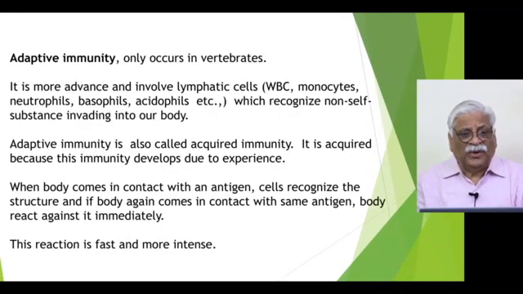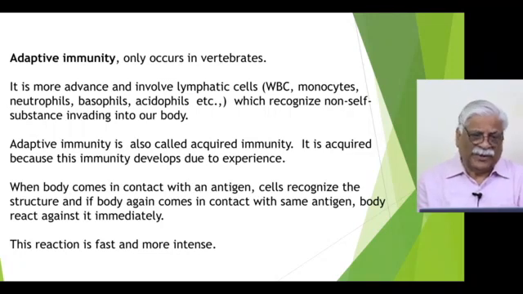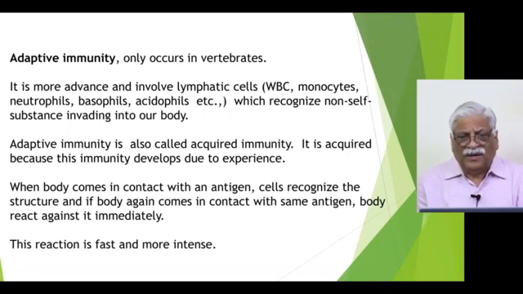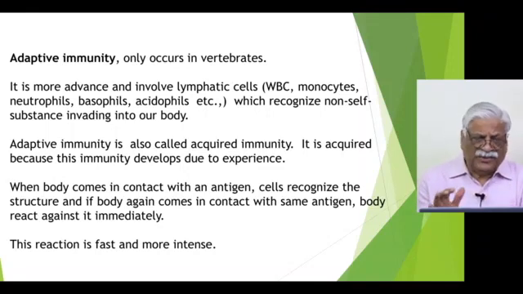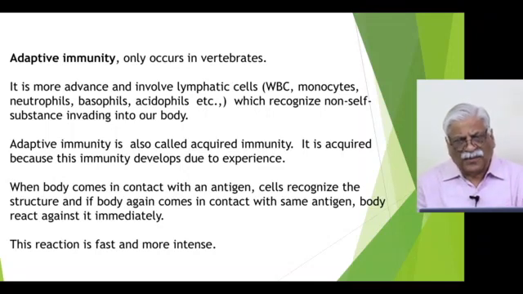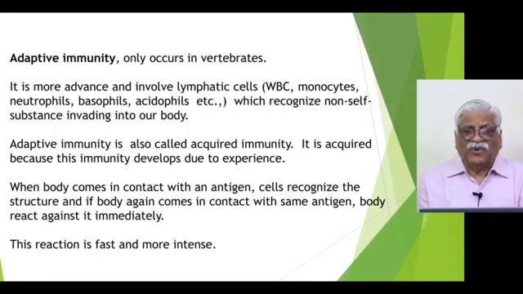In addition to innate immunity, adaptive immunity occurs only in vertebrates. It is more advanced and involves lymphatic cells. These are white blood cells: monocytes, which are the largest cells in the blood in comparison to the WBC and the RBC, neutrophils, also large cells, basophils, acidophils, etc. If you prepare a thin film of blood on a glass slide and observe under a microscope, you can recognize all these cells by their specific structures. All these cells are able to recognize non-self substances coming into our body.